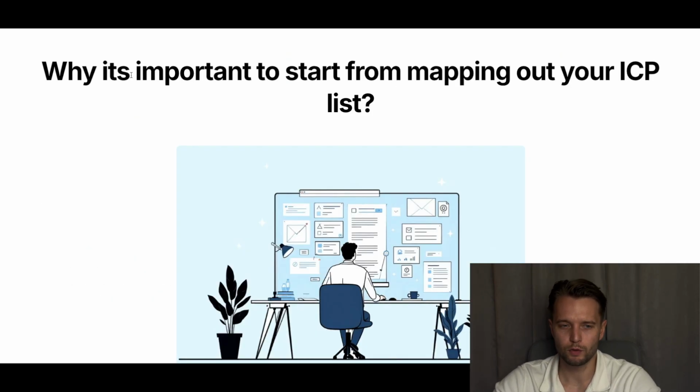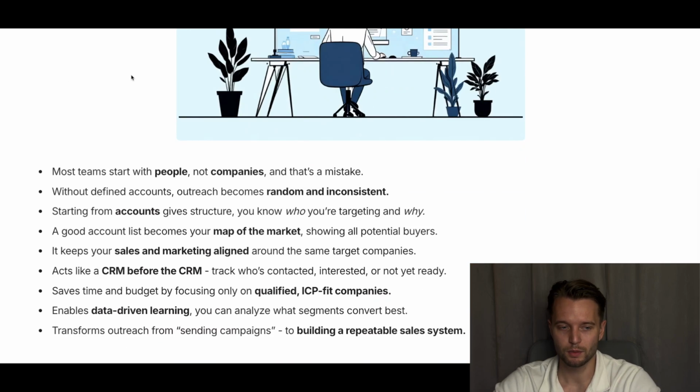So now let's quickly go through why it's important to start by mapping out your ICP list. First of all, most teams start with people, not companies, and it's a big mistake because whether you scrape the data from some kind of provider or you buy it, you are left without any idea how big the market is. So you can scrape the data for 30 or 40% of decision makers within your market, and you don't know about the companies that also might need your services or product, that you can basically sell to, and you're missing them altogether.